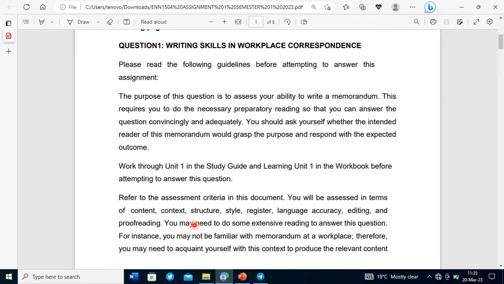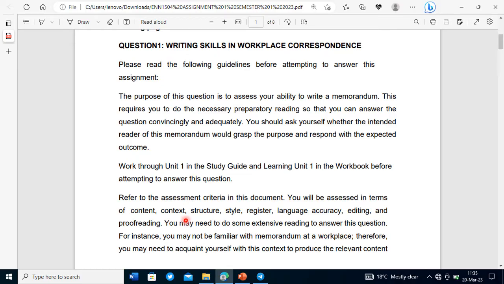When you're writing a memorandum, what is the purpose of writing it? The purpose is to show you how memorandums should be drafted. That's where you will be learning about the structure of the memorandum, the style which was used, the register, the language that you should use there, and then editing. You should understand whether to use past tense or present tense. So going through that video, you'll be able to understand what is required of you and what you should do.